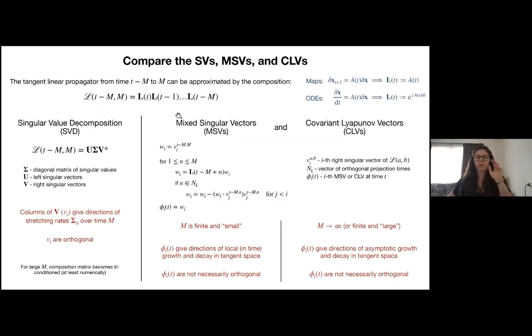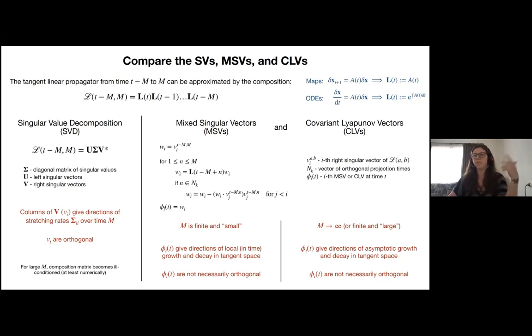So doing the same thing that we mentioned before, we wanted to compare the SVs, MSVs, and CLVs. Now, the difference here being, if we're thinking of a tangent linear propagator from time t minus m to m, you can approximate that by compositions of your tangent linear propagator for a given time, the tangent linear model. And I put a little reminder in blue on the side that this looks different for continuous and discrete systems, your tangent linear model.